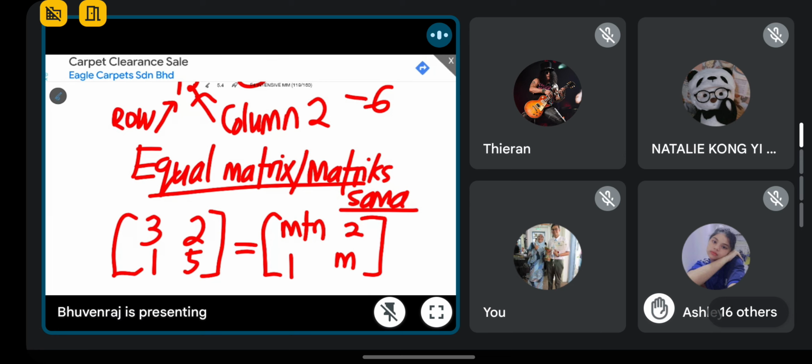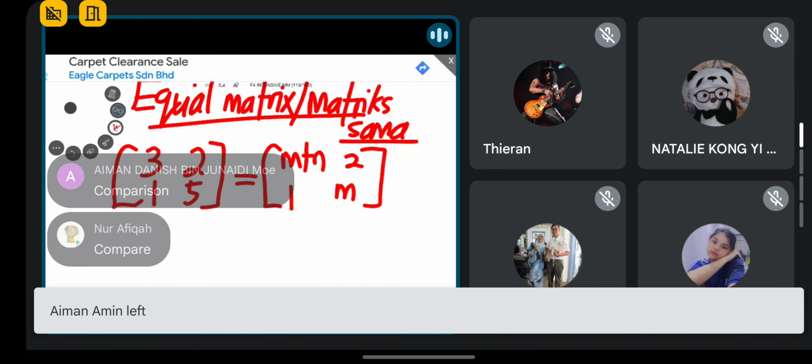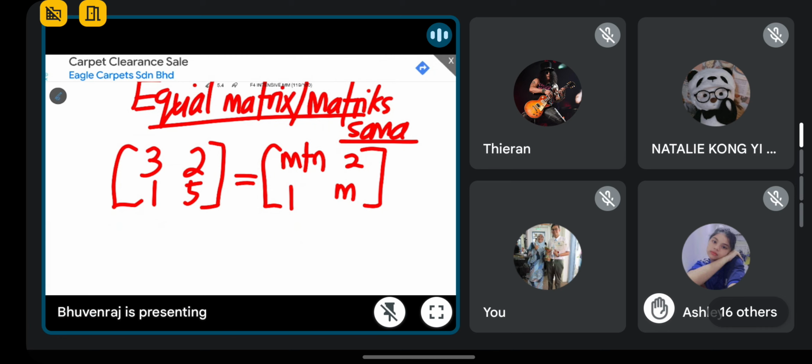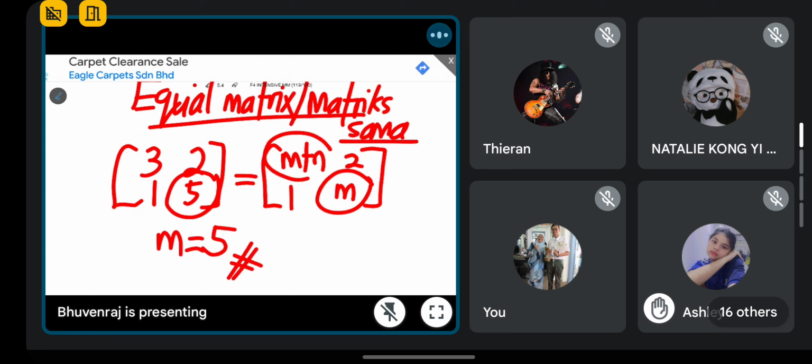Yes, correct. Compare. Bandingkan kedua-dua belah persamaan. You compare both sides of the matrix equation. Means 5 here, M. Means M equal to 5. And then the second part, M plus N equal to 2.